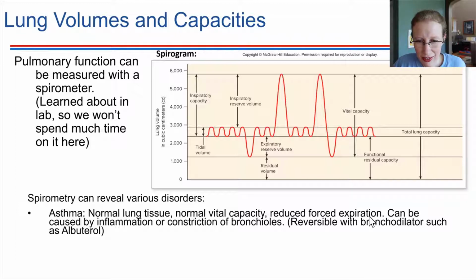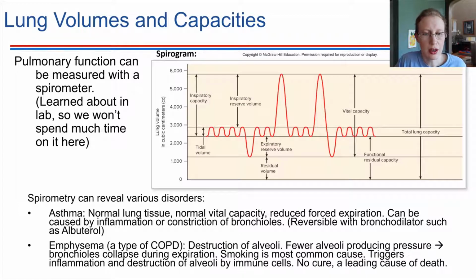So let's find that on the graph. Expiration, expiratory reserve volume right here. So that person with asthma is not able to breathe out as much air as other individuals might be able to. There can be a couple of causes for this. Inflammation of the airways. Inflammation means that not as much air would be able to pass through just because the opening is smaller. It can also be caused by constriction of the bronchioles. If those bronchioles constrict, then again they get smaller and the airways are just smaller. This can be reversed. Constriction of the bronchioles can be reversed with a bronchodilator. So an inhaler that has albuterol would do just that.